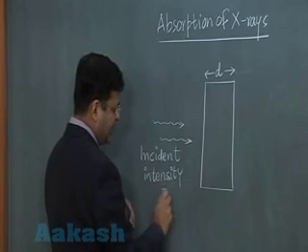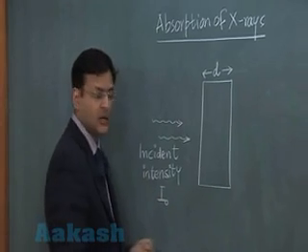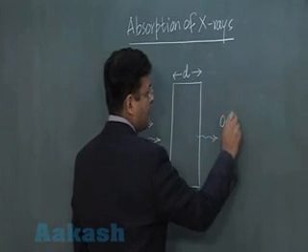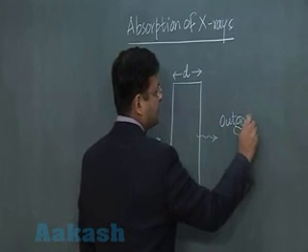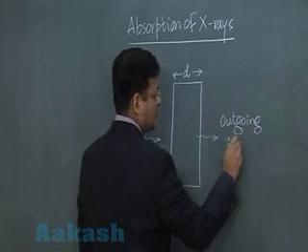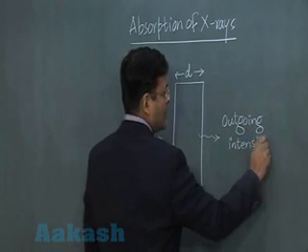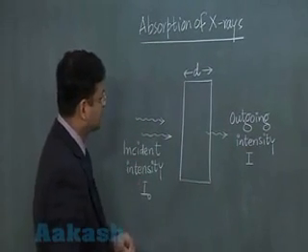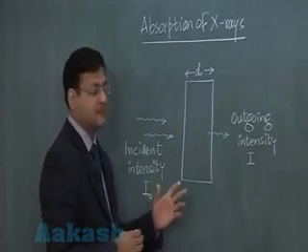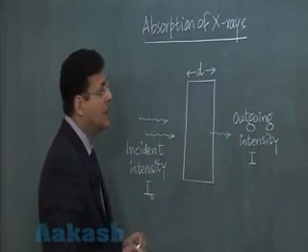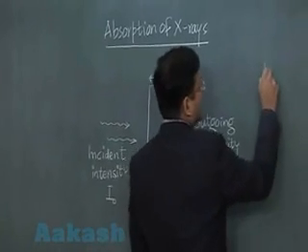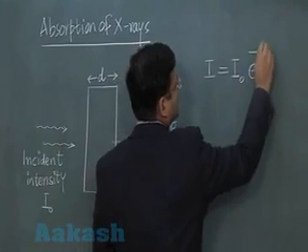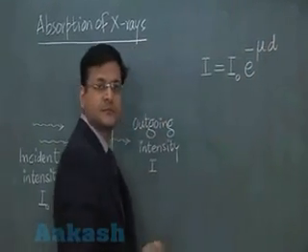Let us suppose the incident intensity of X-rays is I naught, and after passing the target it is coming out with intensity I. Then it has been seen that the intensity variation from I naught to I is following an exponential decay kind of situation. I is equal to I naught e raised to the power minus mu times d. You understand? What is I?